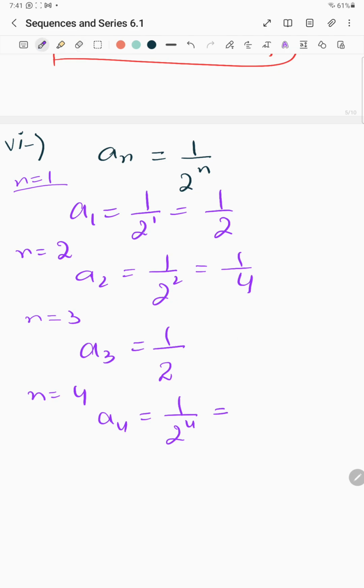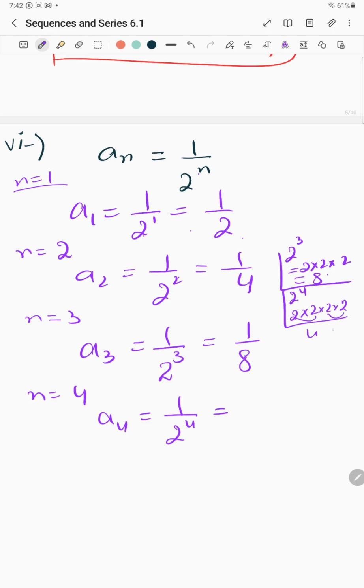Okay, it was 2 to the power 1 is 2, 2 to the power 2 is 4, 2 to the power 3 is going to be 1 over 8. So 2 to the power 3 is equal to 2 multiplied by 2 multiplied by 2, which is 8. Now 2 to the power 4 is 2 into 2 into 2 into 2. 2 into 2 is 4, into 2 is 8, into 2 is 16. So it's 1 over 16.